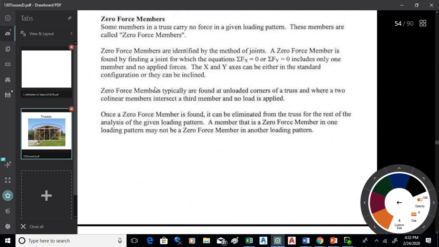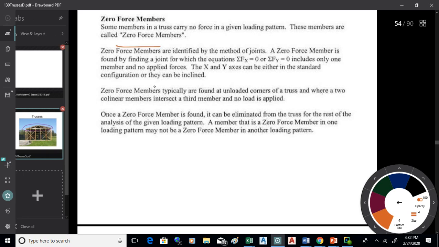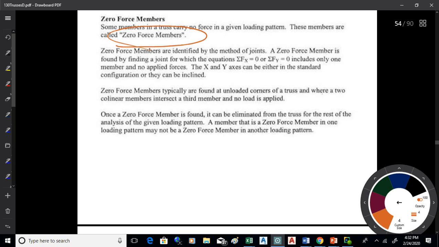Okay, let's have a look at finding these, what we're calling zero force members. What I'd like to do is to get you to a place where you can do this visually. So let's look at 510. We found a couple of these already, these zero force members. They're members that carry no load. You identify them with method of joints.